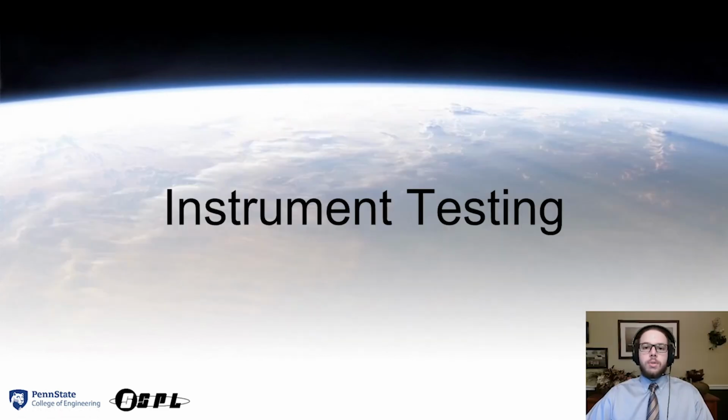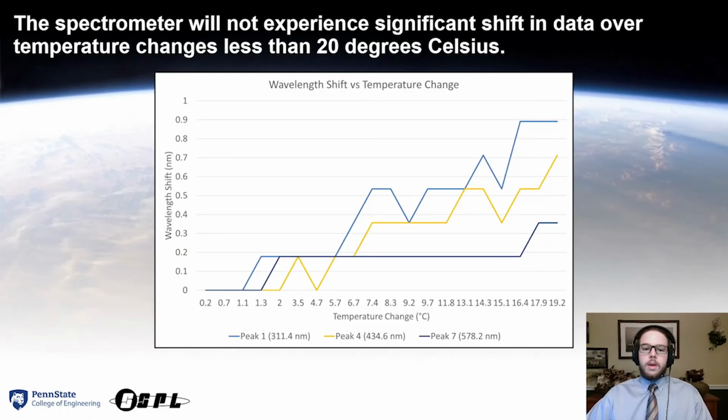Now on to spectrometer thermal stability testing. A thermal stability test was performed on the spectrometer to verify the temperature fluctuations during operation will not cause significant shift in the wavelengths recorded by the spectrometer. As shown in the graph on the left, shorter wavelengths experience a larger shift with temperature change. However, even the shortest wavelength only experiences a 0.89 nanometer shift after a temperature change of 20 degrees Celsius, which is below the 1.33 nanometer resolution of the spectrometer. Therefore, during sampling, spectrometer data will not be impacted by temperature drifts.